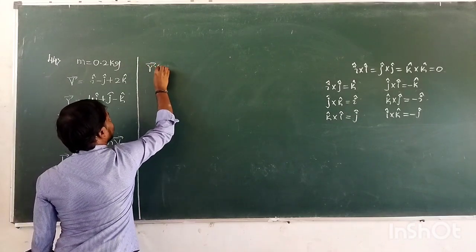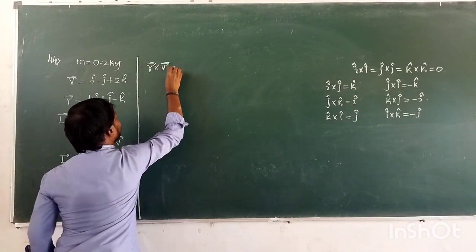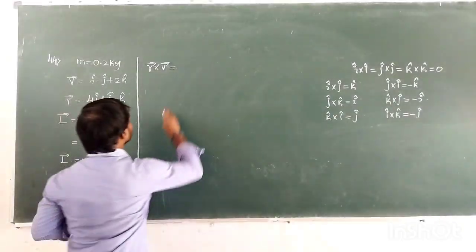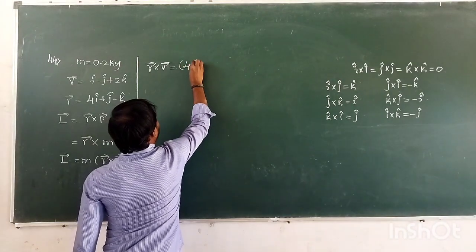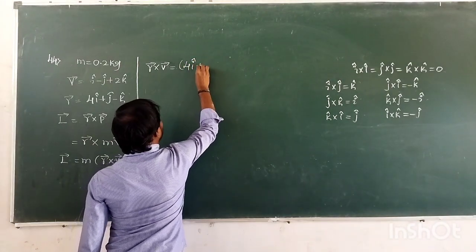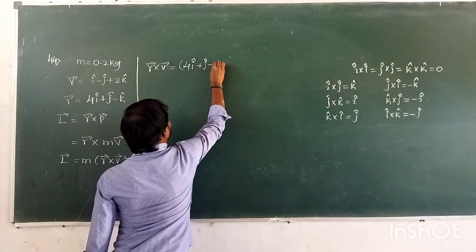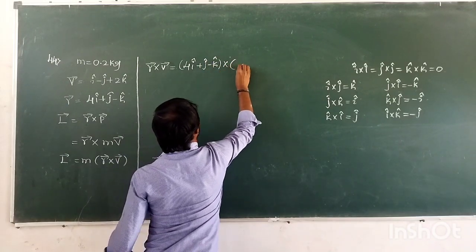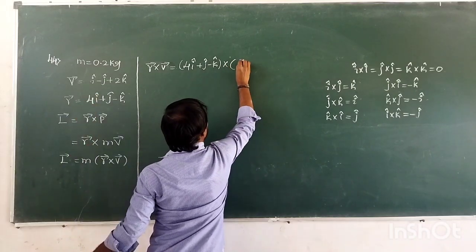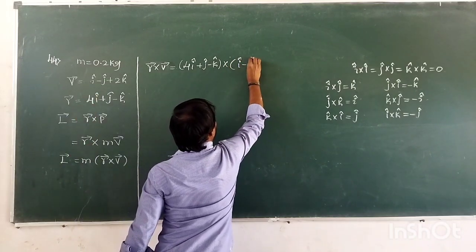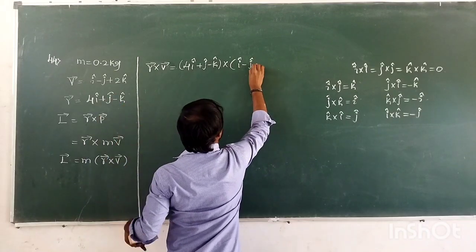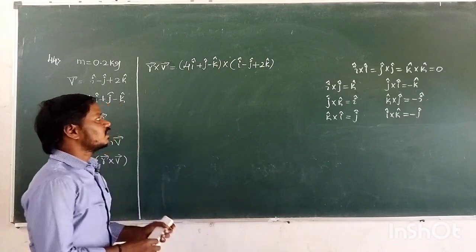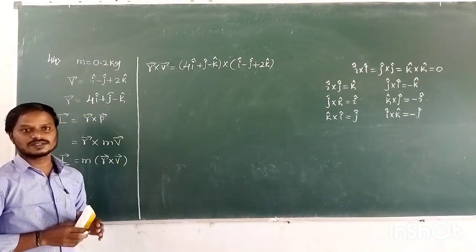See, r cross v is equal to, what about vector r? Vector r is 4i plus j minus k. Next, cross. What about vector v? i minus j plus 2k. Okay. So directly we have to solve this cross product.